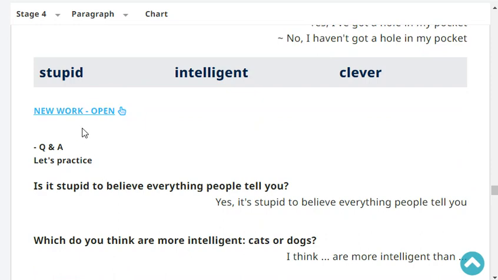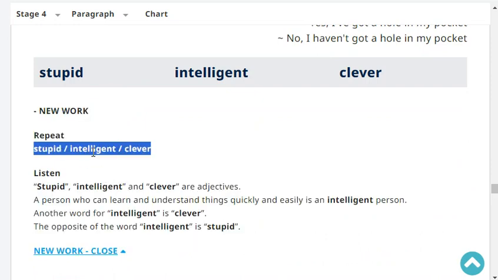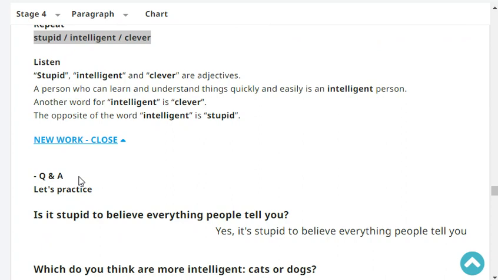Next, repeat. Stupid, intelligent, clever. Very good. Okay, listen. Stupid, intelligent, and clever are adjectives. A person who can learn and understand things quickly and easily is an intelligent person. Another word for intelligent is clever. The opposite of the word intelligent is stupid.